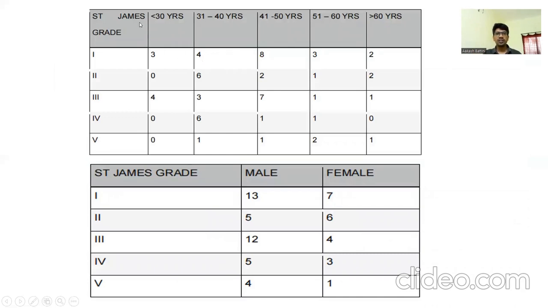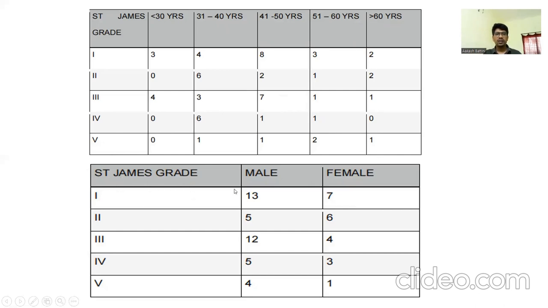St. James grade according to age distribution, that is less than 30 years, 31 to 40, 41 to 50, 51 to 60, and more than 60 years. Grade 1 is seen in 3, 4, 8, 3, 2 of age respectively, and grade 2 is seen in 0, 6, 2, 1, 2. Grade 3 is seen in 4, 3, 7, 1, 1. Grade 4 is seen in 0, 6, 1, 1, 0. Grade 5 is seen in 0, 1, 1.